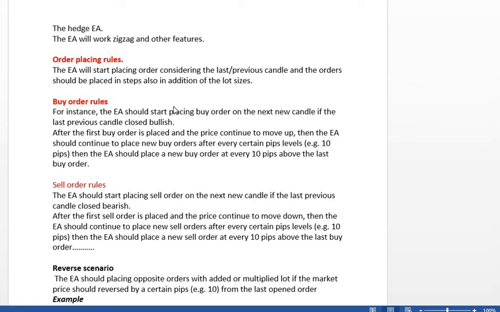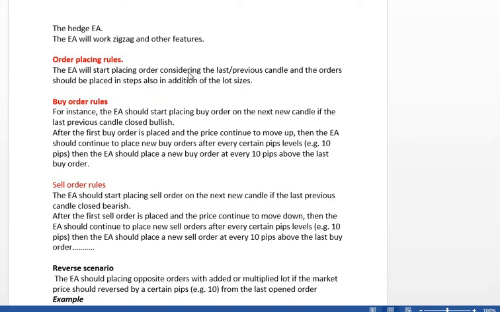This EA is going to work based on the use of the zigzag, and we have other features here. Then the EA will start placing orders considering the last previous candle. Yes, the last previous candle, and the orders should be placed in steps, also with an addition of lot size.